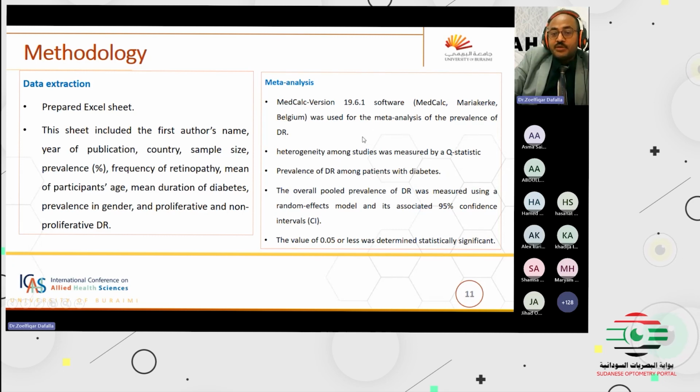Then we do the meta-analysis. For the meta-analysis we use MedCalc version 19.6.1 software. We check the heterogeneity among the studies, because this is very important when doing a systematic meta-analysis, because the communities are not the same. For that, you need to measure the heterogeneity. The prevalence of diabetic retinopathy among patients with diabetes, we check by the proportion, and we examine the overall proportion, that means for all the studies. The p-value we used here is 0.05, to determine statistical significance.